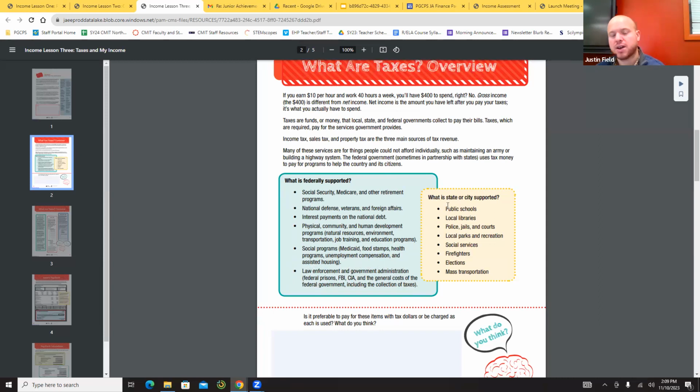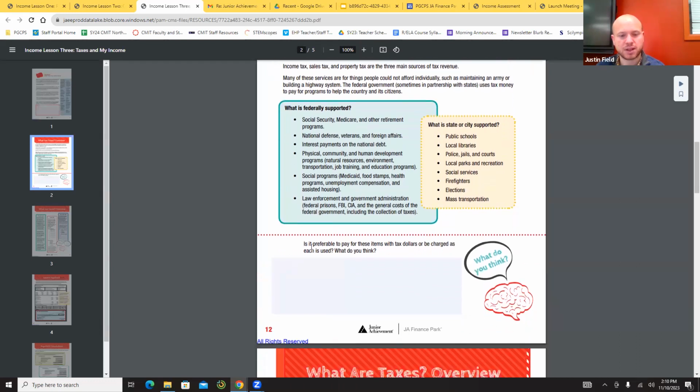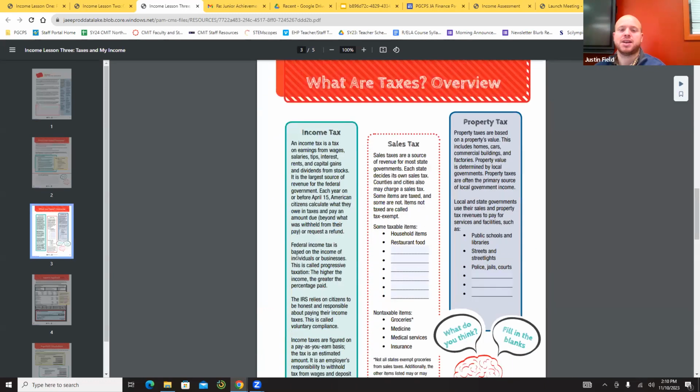What is state or city supported? Public schools, local libraries, police, jails, and courts, local parks and recreation, social services, firefighters, elections, mass transportation. All of these things are paid for by tax dollars. It is preferable to pay for these items with tax dollars. Or is it preferable to be charged as each is used? What do you think? Go ahead and write whatever it is you are currently thinking, and then unpause the video. What are taxes? An overview.